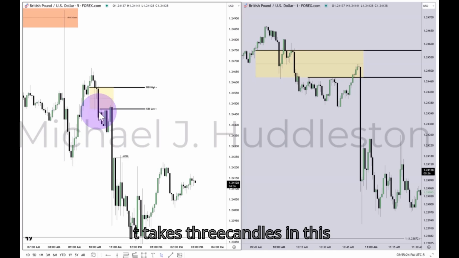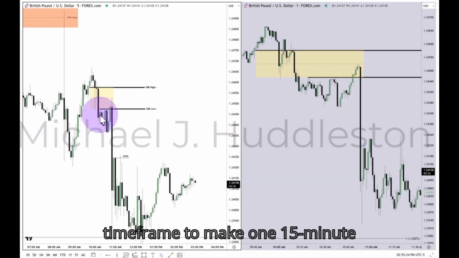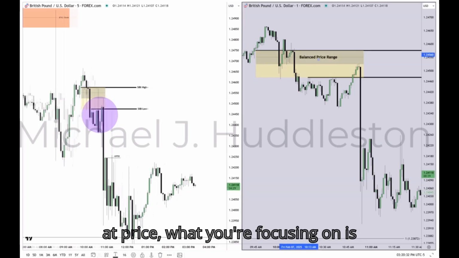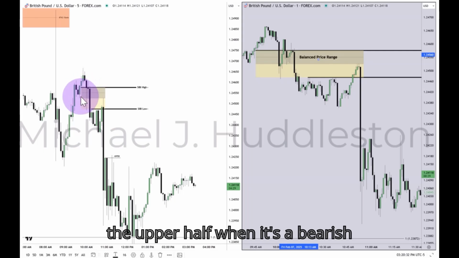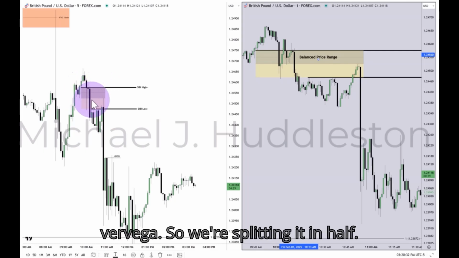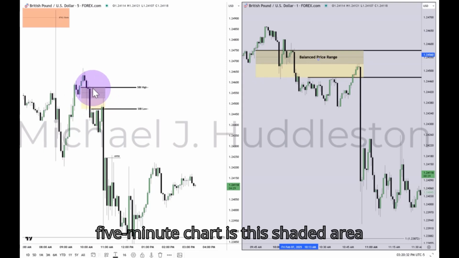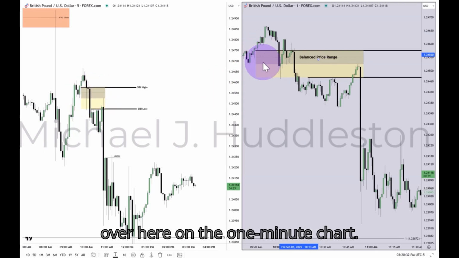It takes 3 candles in this time frame to make one 15-minute candlestick. So when you're looking at price, what you're focusing on is the upper half when it's a bearish fair value gap. So we're splitting it in half. This shaded area over here on the 5-minute chart is this shaded area over here on the 1-minute chart.